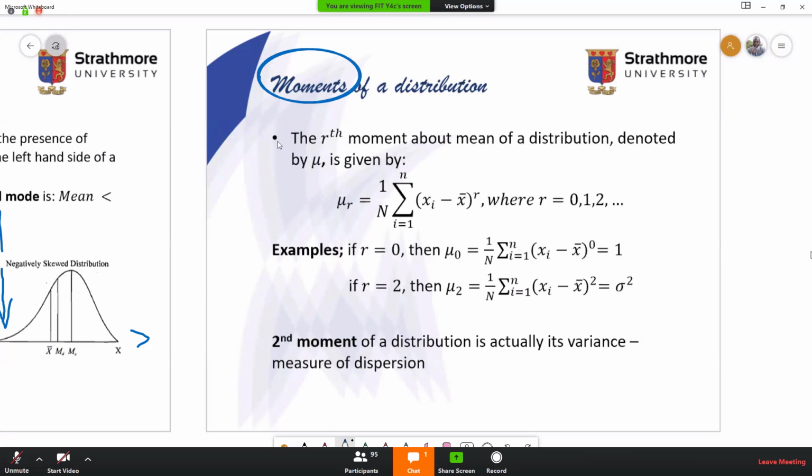The moment of a distribution is defined by this formula. You can have it somewhere because this is what you're going to use. The moment is defined by this formula. Let me zoom in and then go to this side.